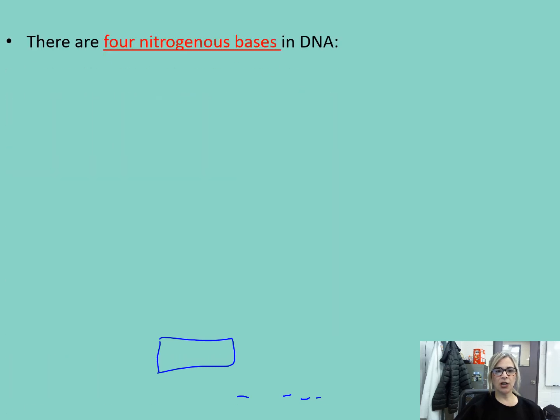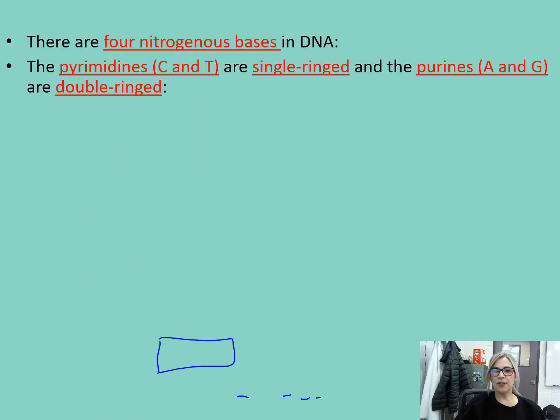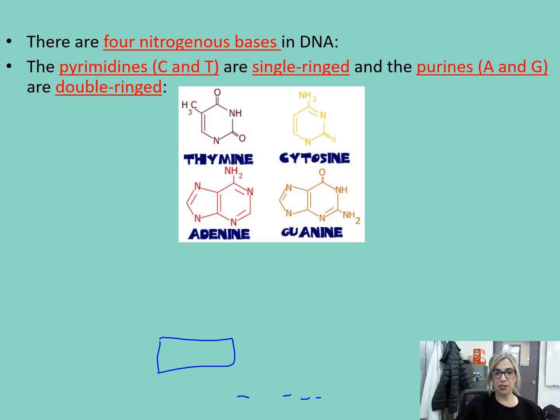So if we take a look at our next slide, as we said, there are those 4 nitrogenous bases, and we can break those down further into pyrimidines, which are single-ringed nitrogenous bases, and purines, which are double-ringed nitrogenous bases. And this part is actually in your data booklet, okay? So you don't really have to memorize it, because your data booklet tells you which ones are the pyrimidines and which ones are the purines, okay?